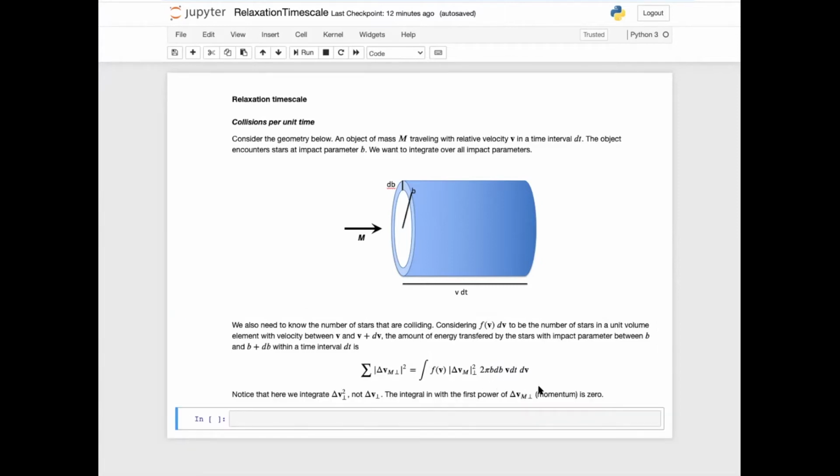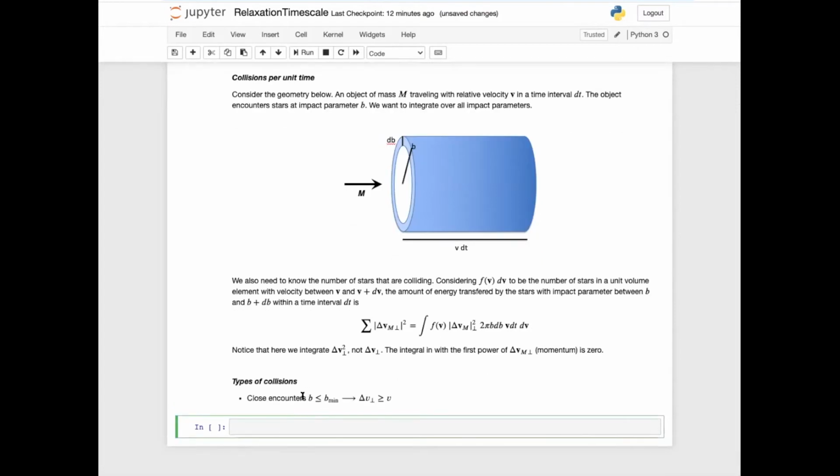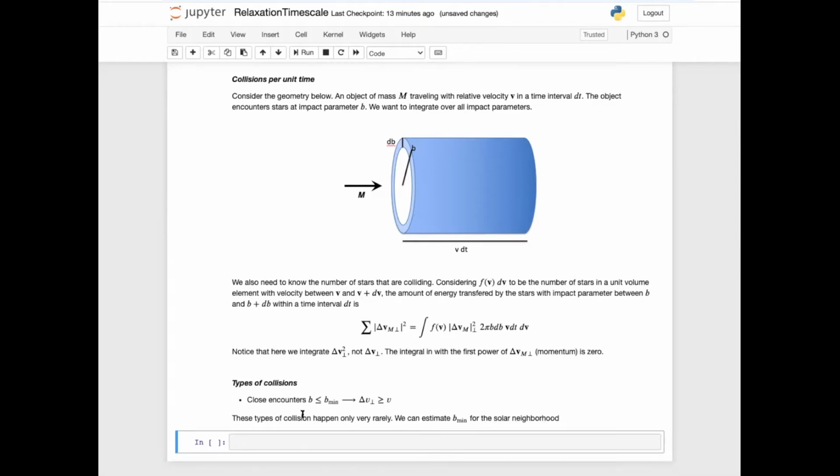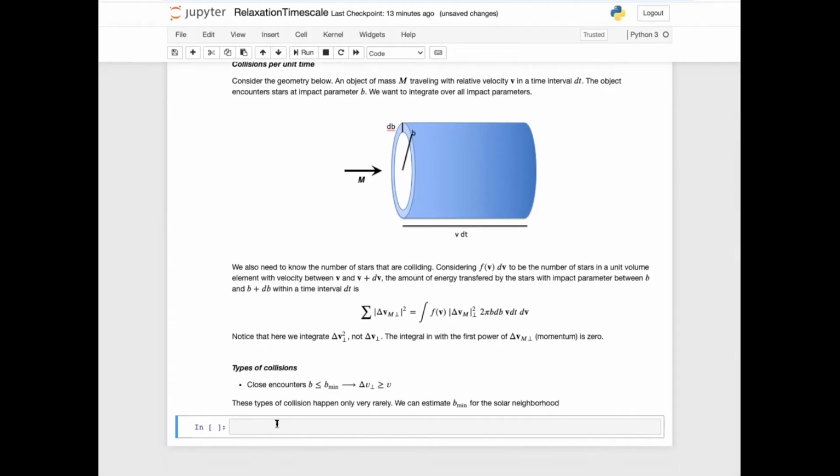Let's consider then what kind of collisions we have before we do this integral. Consider first close encounters where the impact parameter is less than a b minimum. As you imagine, in this case, because the collisions are so close, the velocity that is being added can be bigger than the initial velocity of the object. These types of collisions happen very, very rarely.